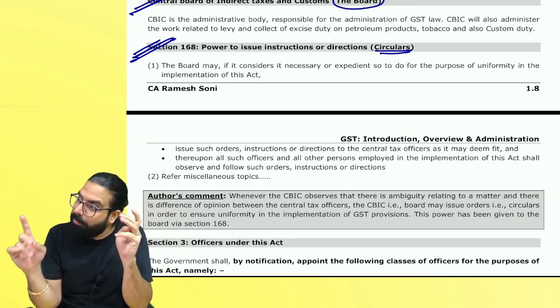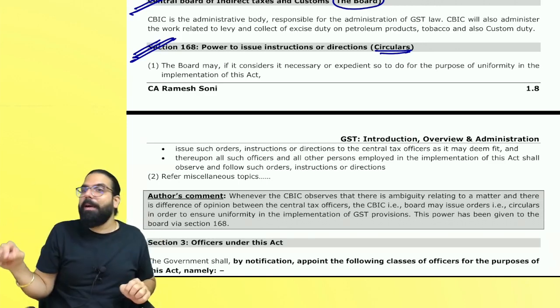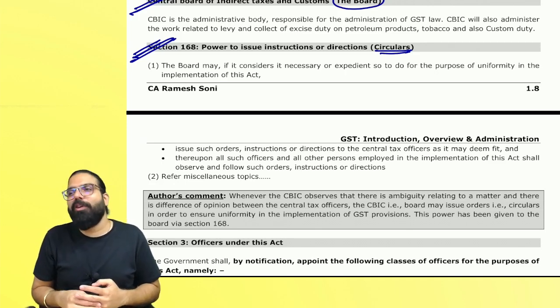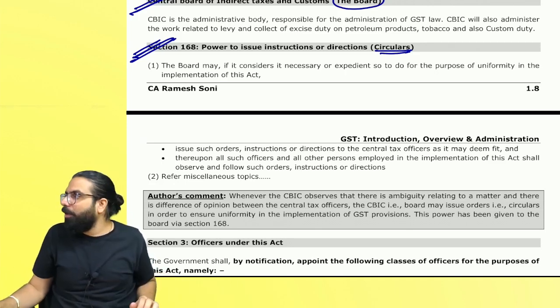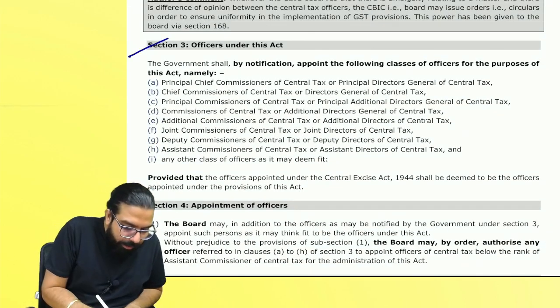Clarifications are applicable on whom? GST officers. They are binding on GST officers. They are not binding on taxpayers. But it is always recommended that we follow it. Can we go ahead, everyone? Otherwise, we'll fight.